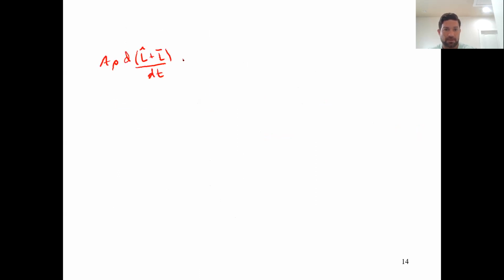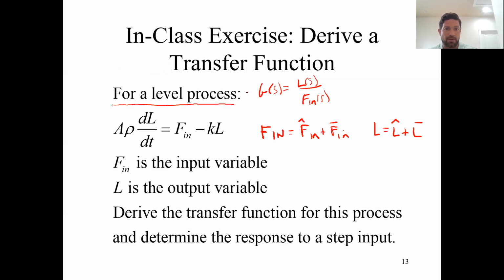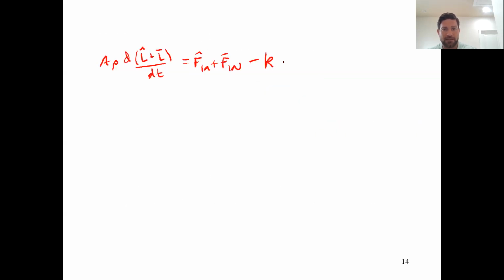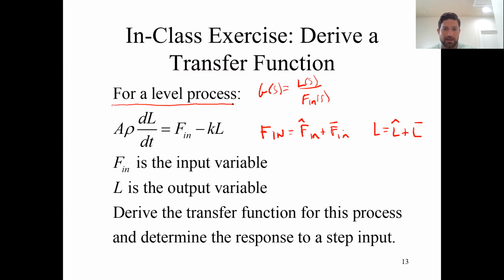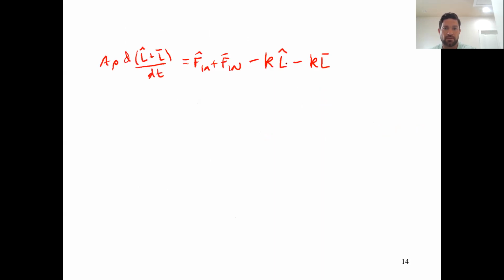equals Fn, which is F hat n plus F bar n, minus K times L, minus K times L hat, minus K times L bar. I just distributed this through. Okay, so this is our equation, in terms of deviation variables.